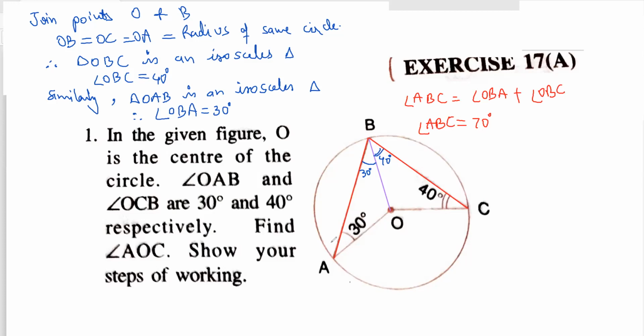And I know that angle AOC is 2 times angle ABC. I will write here, angle AOC is equal to 2 times angle ABC. So angle AOC is equal to 2 times 70, that is 140 degrees. This is 140 degrees. I hope you followed this.